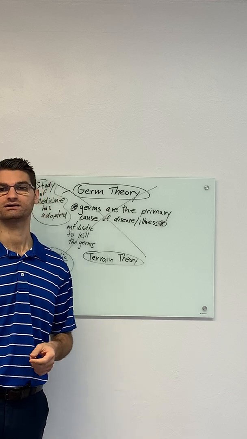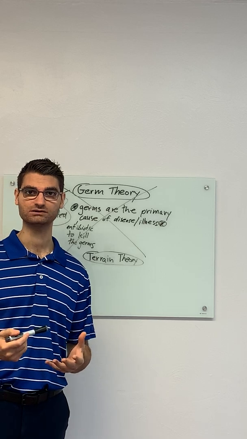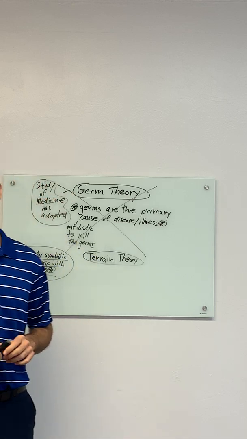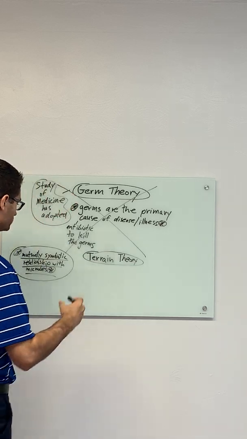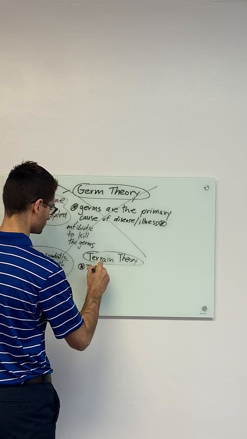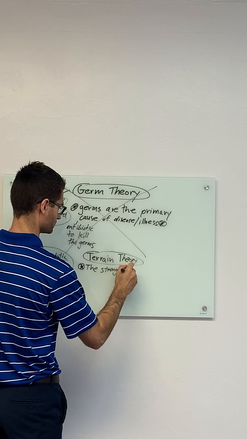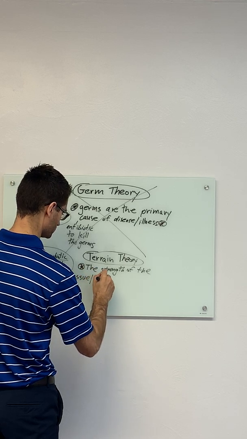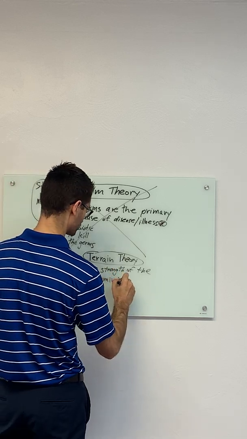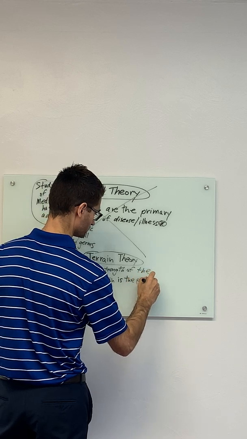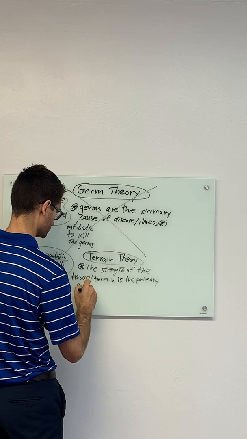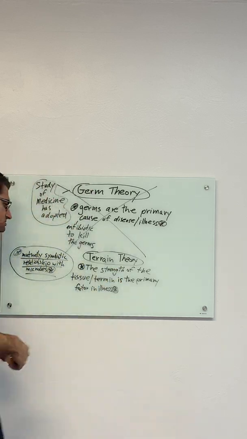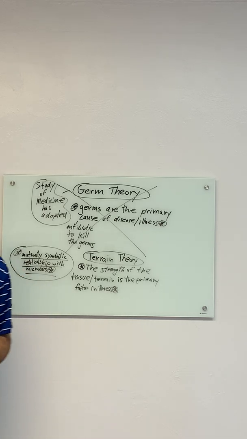This basically says that the strength of the tissue, in other words the health of the tissue in the body, being the terrain, so it could be any tissue, the intestines, the heart, the lungs, is the primary determining factor whether you get sick or get an illness or not. Again, the strength of the tissue, the terrain, is the primary determining factor for illness.